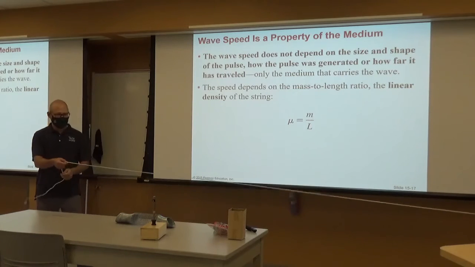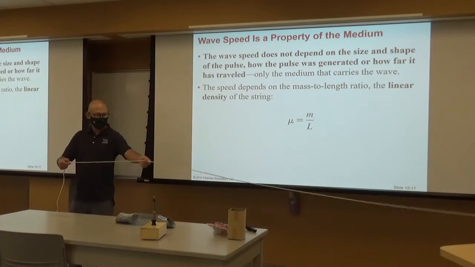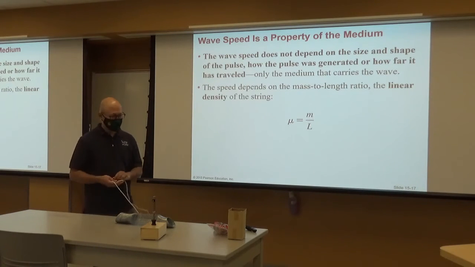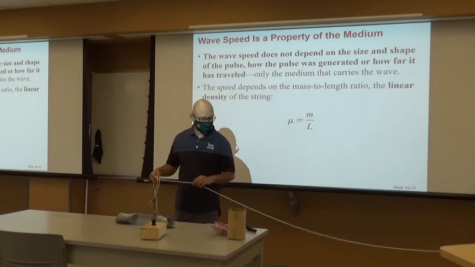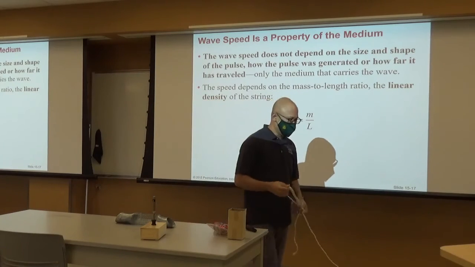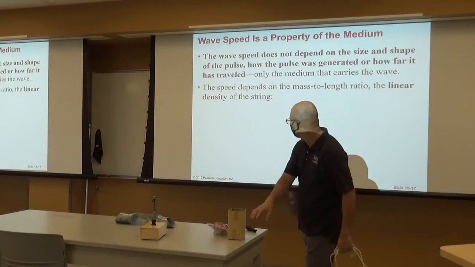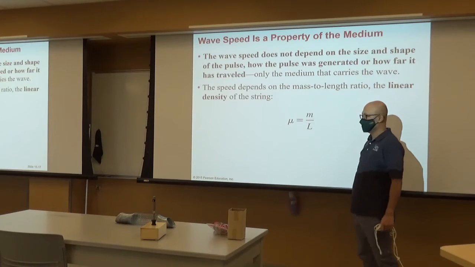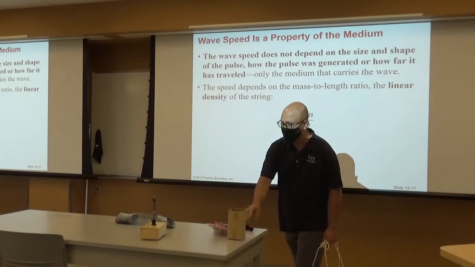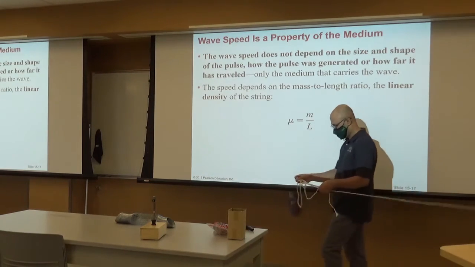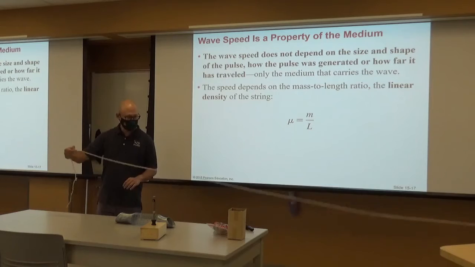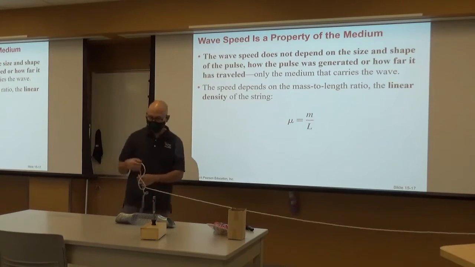So, how fast the pulse travels through this string depends on two things. First one is the thickness of the string. Thickness of the string is expressed in terms of linear density, which is mass over length. This is called linear density. Higher the linear density, thicker is the string, or denser is the string. So how fast the wave travels through this string depends on the density of this string, or how thick it is.